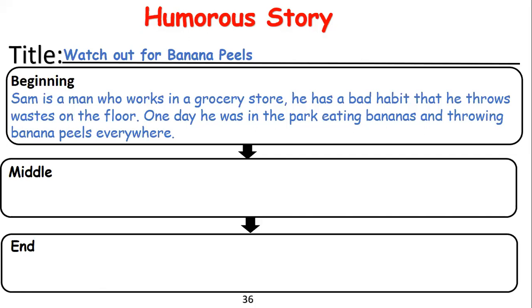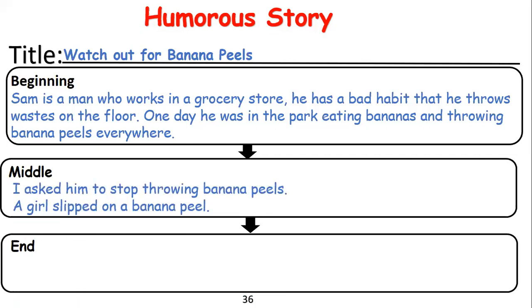Okay, now we have to describe what happened in the middle and to use transition words, which are first, next, then, finally. Okay, so the transition words are first, next, then, and finally. So here, I asked him to stop throwing banana peels. A girl slipped on a banana peel. I have here two events, we can say. I asked him to stop throwing banana peels, and a girl slipped on a banana peel. Here I can know what happened at the middle of the story, right? I can know what happened.